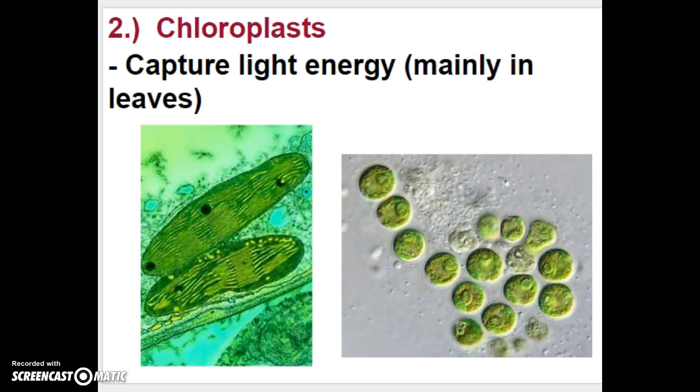Now, the solar power plant of the plant cell that we talked about in our last chapter, the chloroplasts. These are the organelles that capture the light energy. And of course, they're mainly in the leaves because that is where the most sunlight will be able to be captured.